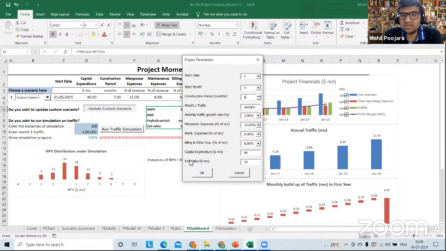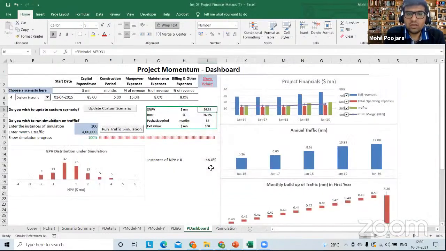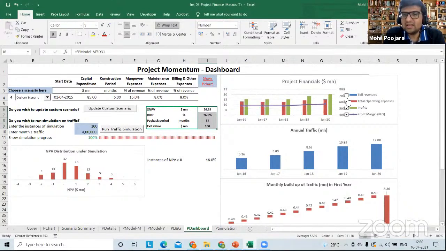So for example, let's say my exit value that I'm quoting goes from 10 to 100 and the capital expenditure goes from 90 to 85. And I click OK. My NPV and IRR update almost instantaneously. Within 10 seconds, I get my new NPV and IRR. So if I want to build some custom scenario on the fly, I'm able to do that. I can run simulations. I can add graphs that I want to show a story. And on the graphs, I can select, deselect checkboxes to determine what I want to show on the graph, right?